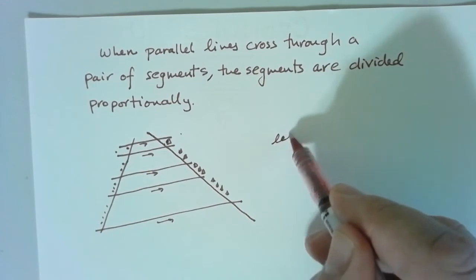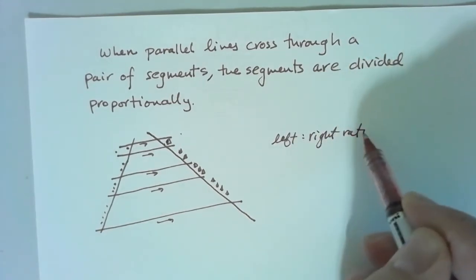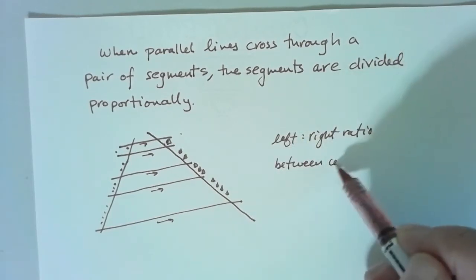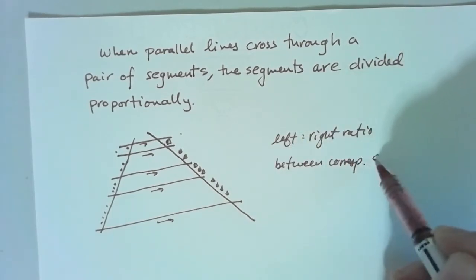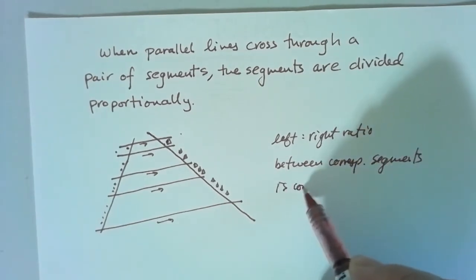So the left to right ratio between corresponding segments is constant. It's always the same. And so it's constant. There we go.